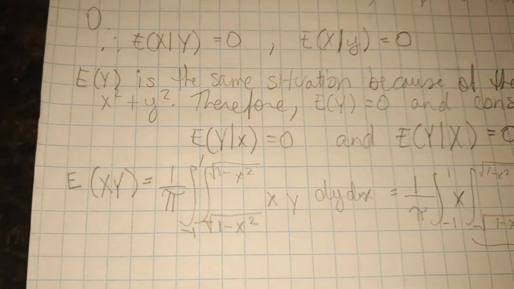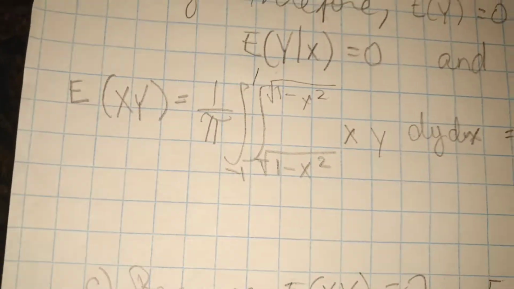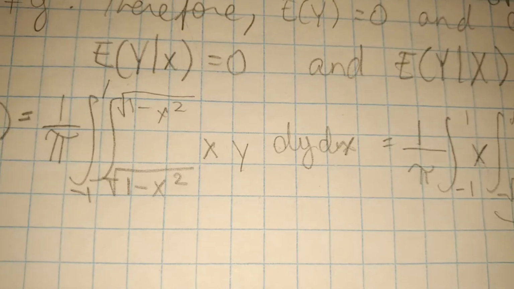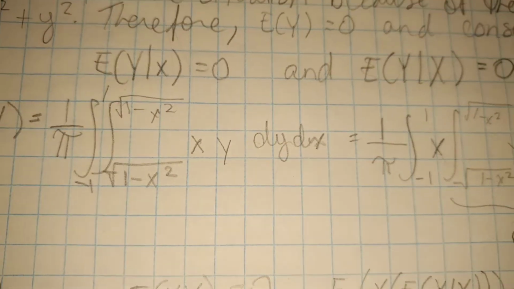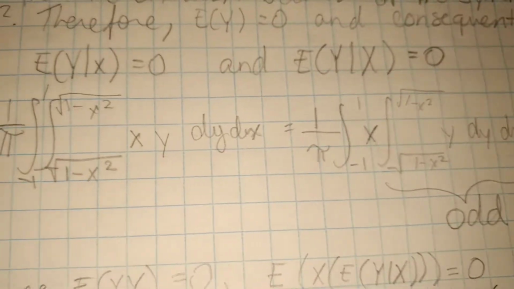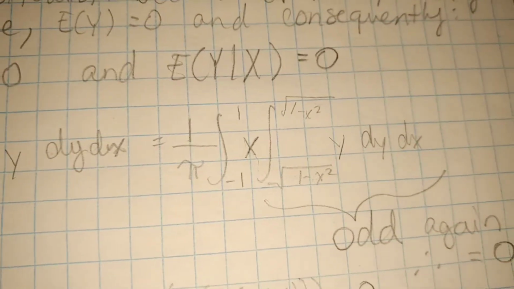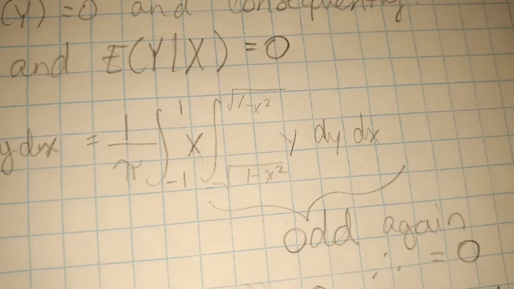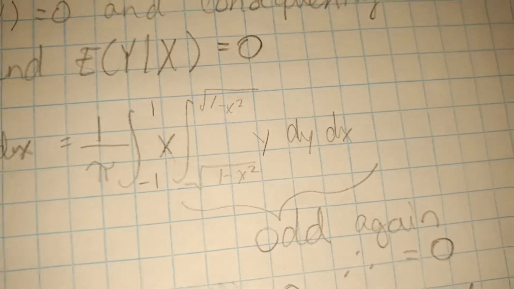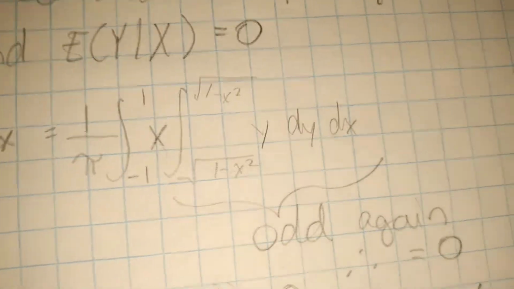That just leaves us with the expectation of xy, and here we're setting up the integral. We're multiplying 1 by both x and y this time, and when you separate the integral out, you end up with an odd function again, because x is an odd function and y is an odd function, which means this integral is going to be equal to 0.